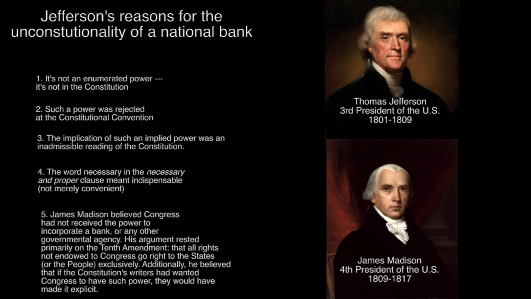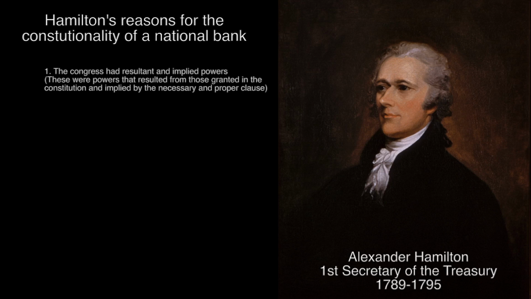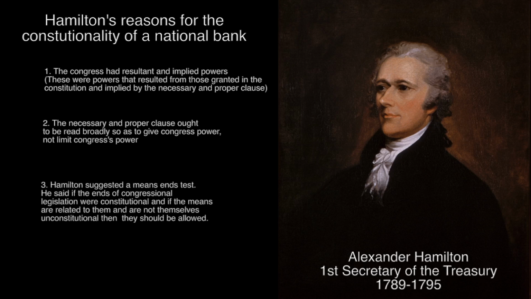made it explicit. The member of Washington's cabinet arguing for the constitutionality of the bank was Secretary of the Treasury Alexander Hamilton. He argued, first, the Constitution granted Congress resultant and implied powers. These were powers that resulted from those enumerated in the Constitution and implied by the Necessary and Proper Clause. Second, the Necessary and Proper Clause ought to be read broadly. Third, Hamilton suggested a means-ends test. He said, if the ends of congressional legislation were constitutional, and if the means were related to them and are themselves not specified to be unconstitutional, then they should be allowed.